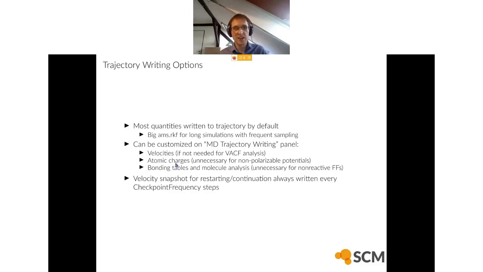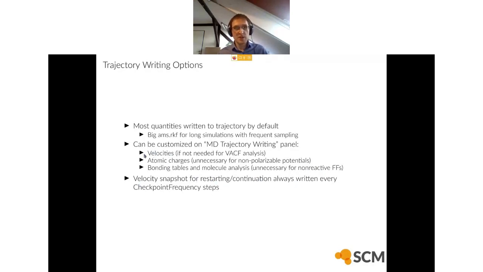You can also disable writing the atomic charges if you know these are never changing because you have a known polarizable potential or simply because you're not interested in charges. You can also disable writing the bonding tables and the molecule analysis. For example, if you have a non-reactive force field where no reactions will ever happen, you don't need to reanalyze the molecular composition every time step.